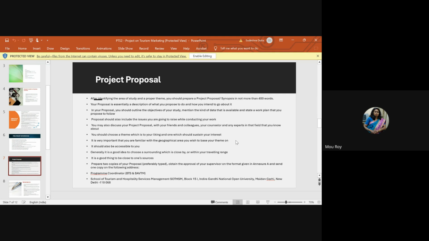Generally, it is a good idea to choose a surrounding which is close by or within your traveling range. That is what your study area should be. It should be accessible to your place, accessible to your destination. You can travel, it should not be far off from your place.